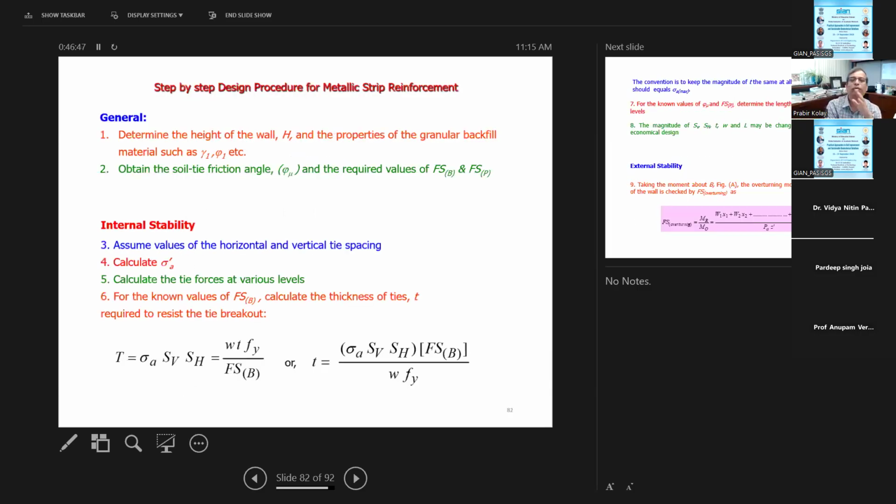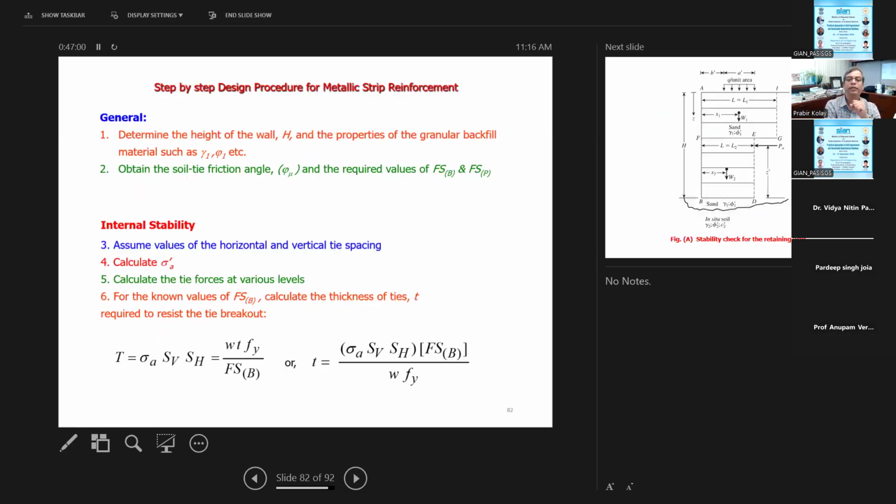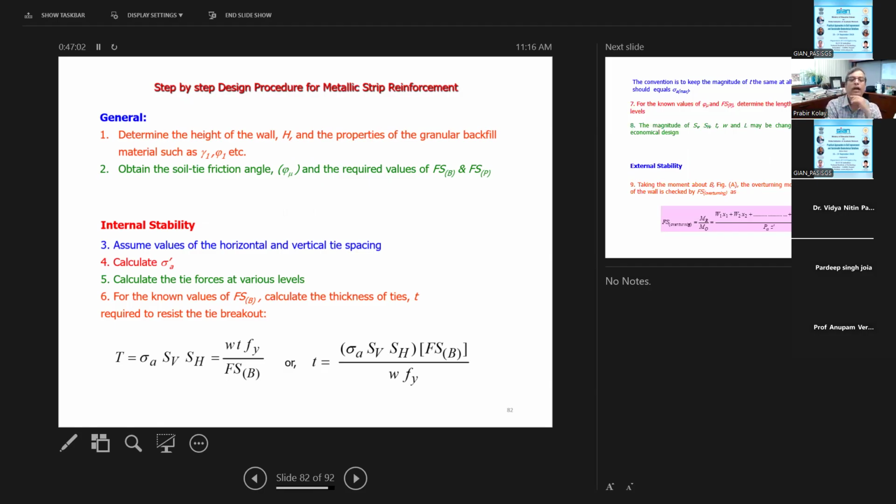So what is the step-by-step design procedure? We need to know how much is the height of the wall. We need to assume internal stability. You need to assume the factor of safety for breaking and the factor of safety for the pull-out.